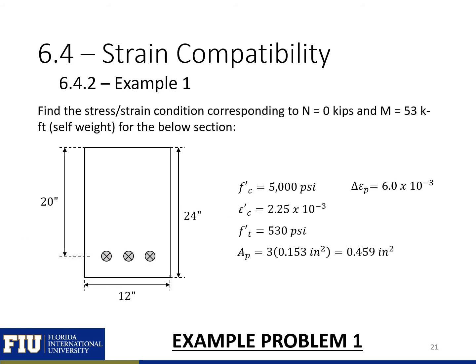At this point, you can stop this presentation and go to the accompanying video for example 1, where we'll find the stress-strain condition corresponding to no axial load and an applied moment of 53 kip-feet, which is approximately equal to the self-weight for this rectangular section. And you can see I give you some of the properties that you'll need in terms of material strength. So 5 ksi concrete, area of our pre-stressing, and our locked-in strain differential.